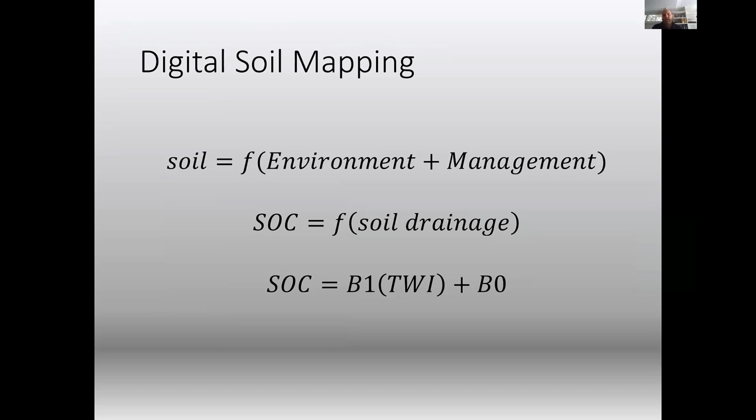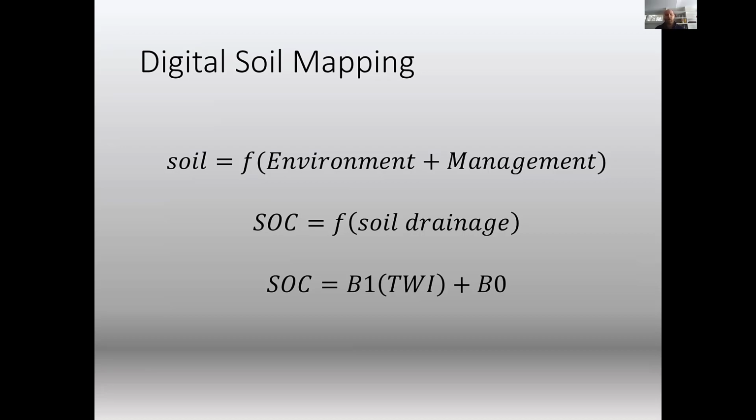A really easy example, I think tangible for a lot of people in agriculture, is to think about soil organic carbon or organic matter. In Indiana, we see that there's a really strong link between organic matter and soil drainage. Poorer drained soils tend to contain more organic matter. The decomposition is inhibited, and over soil formation timescales, that leads to an accumulation of organic matter or organic carbon in the soil. So we can think about soil organic carbon as a function of soil drainage or the soil topographic relationship.